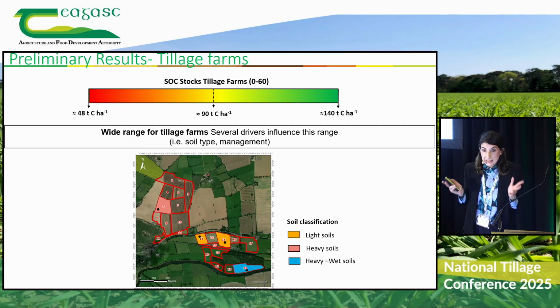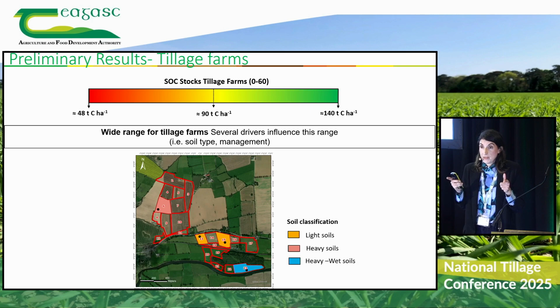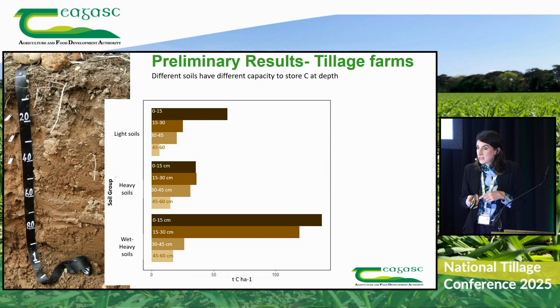Now, these are data from the tillage farms, ranging from 48 to 140. But as you can see, there is a wide range here, and there are several drivers influencing this range, and soil type is certainly one of them. Light soils, for example, are most likely to be placed on the left side of this graph, closer to the lower rates, while heavier or wetter soils are possibly placed on the higher side of this graph. The management helps to shift your amount of carbon to the highest or the lowest range within your soil type. Now, preliminary results here.